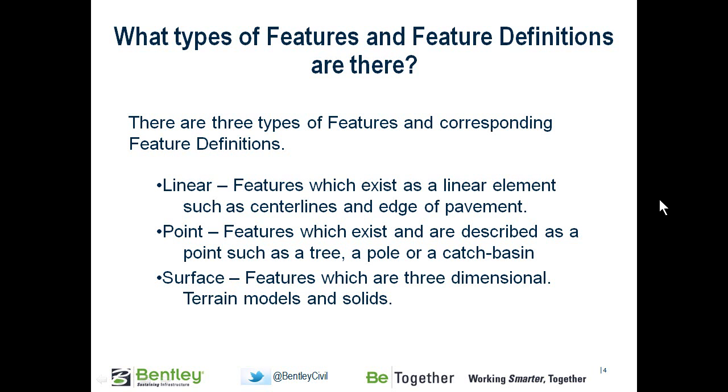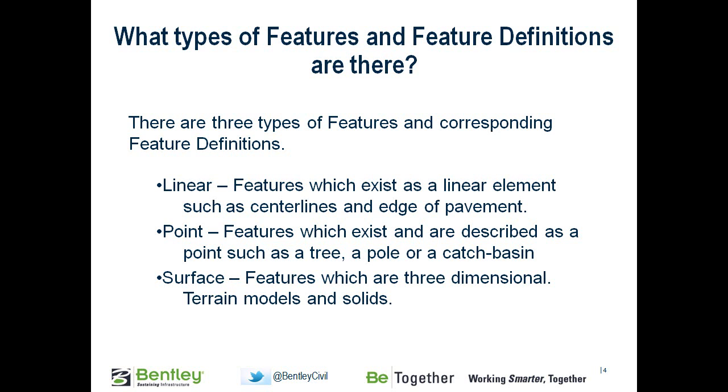What types of features and feature definitions are there? There are three types of features and corresponding feature definitions. There are linear features, and these exist as linear elements such as center lines and edges of pavement. There are point features, and these are features which exist and are described as a point, such as a tree or a pole or a catch basin.